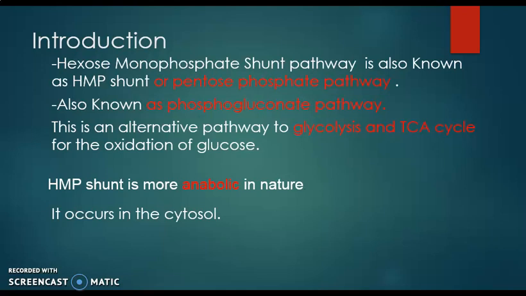The HMP shunt pathway is more anabolic in nature. Anabolic means synthesis of materials. Catabolic means destruction, where the materials are destroyed for releasing energy. In the case of anabolic, it is the synthesis. And this process occurs in the cytosol.